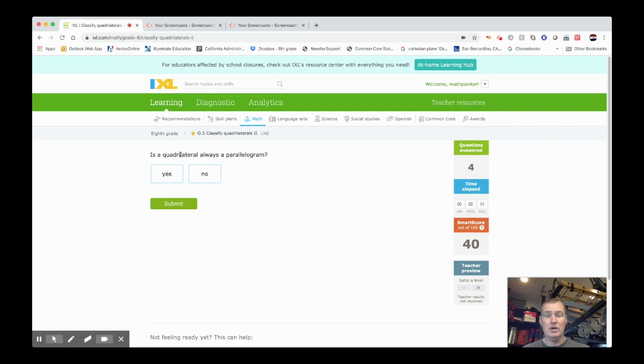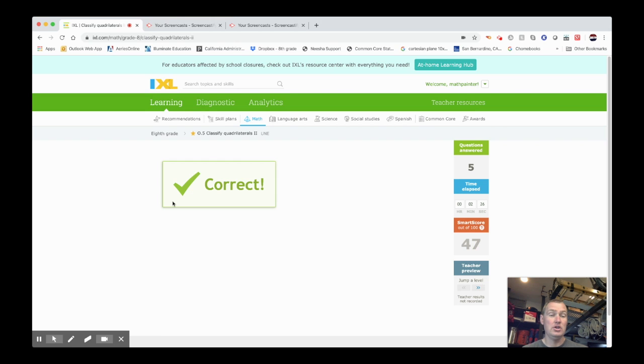Is a quadrilateral always a parallelogram? That is a no. So a quadrilateral is not always a parallelogram, because a quadrilateral is any sort of four-sided object, but a parallelogram has, say, top and bottom that are parallel. Get it? Parallelogram. And the right and left that are also parallel. A quadrilateral doesn't have to be parallel, so that is a no.